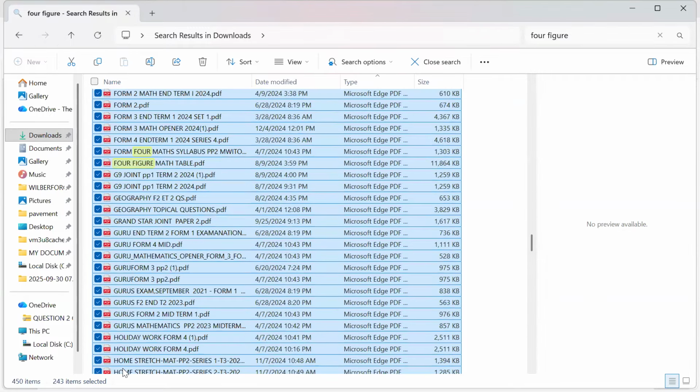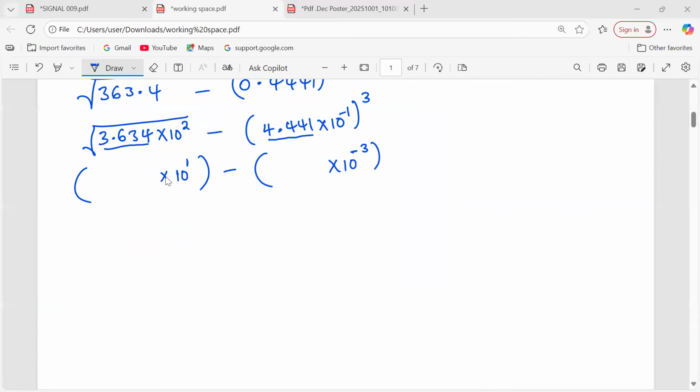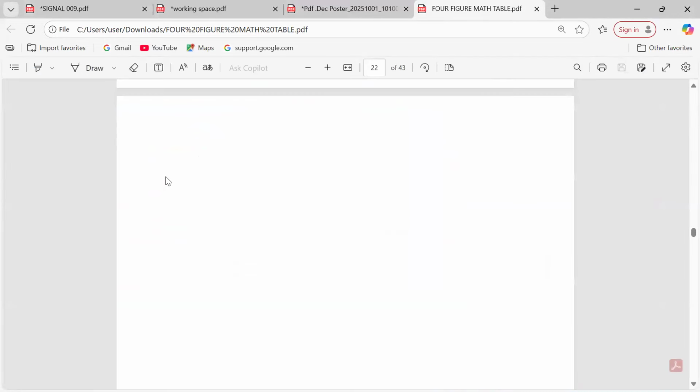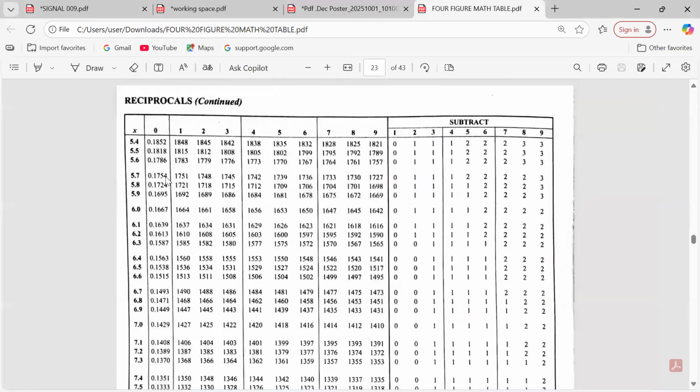Allow me to get it for you, please. Just be patient. Here it is. Yeah, the 4-figure table is here. Interesting. So what are we looking for?